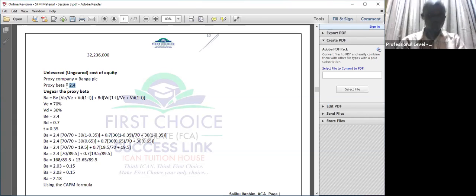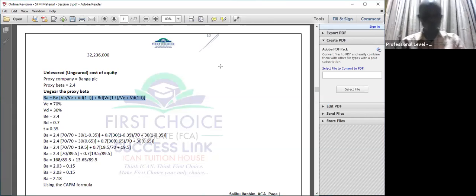Okay. So to ungear, we need this formula. Please, don't start struggling to cram formula. You don't need to cram any formula. This formula will be given to you in the exam. The formula will be given to you in the exam. You just learn how to apply the formula, okay?